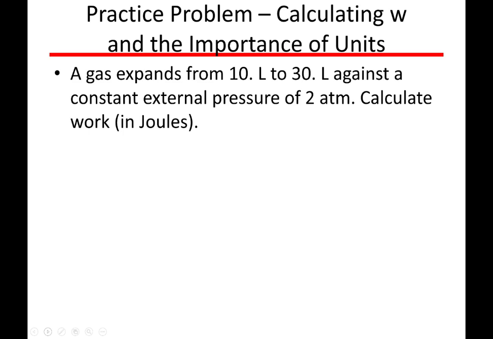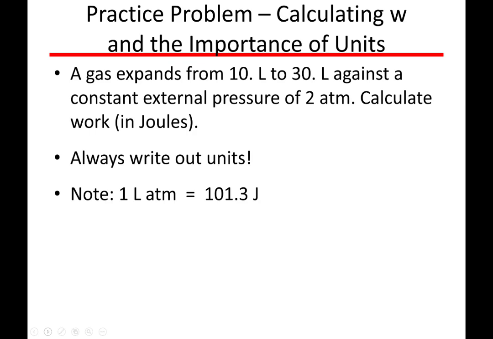We're told in this example that a gas is expanding from 10 liters to 30 liters against a constant external pressure of 2 atmospheres. We need to calculate the work for this process, and we're told to do it in units of joules, which is a unit of energy. It's so important that you always write out the units. You will see as we go through this practice calculation that the units that we initially will get will not be what the question is asking for. There's going to be a conversion factor that's going to have to come into play to get us to the units that we're looking for in the problem.